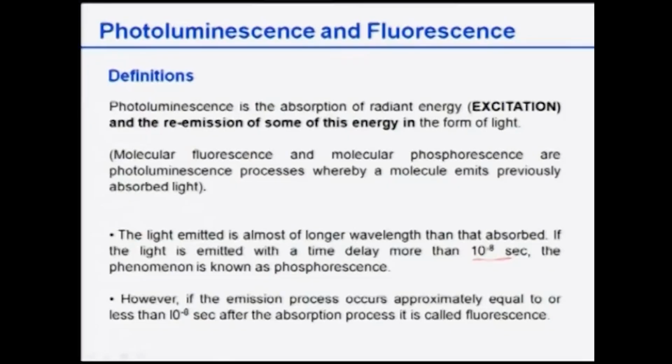But if the light emission occurs in less than about 10 to the power minus 8 seconds after the absorption of the photon, it is called fluorescence. So, this is basically the difference between phosphorescence and fluorescence in terms of time scale. In case of fluorescence, the delay for emission of light after absorption of the photon is less than 10 to the minus 8 second.